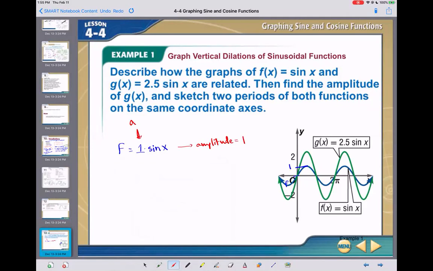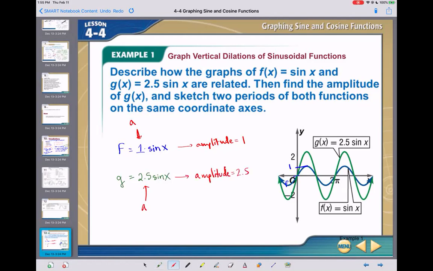Okay, on graph G, which is green, the equation up above is 2.5 sine x. Now, I'm not going to read through the whole problems today, because a lot of this is the same exact instructions. For the sake of time, I think it will be better for me to show you more examples than to read the whole set of words each time around. So this is the A, which means for graph G, the amplitude equals 2.5.